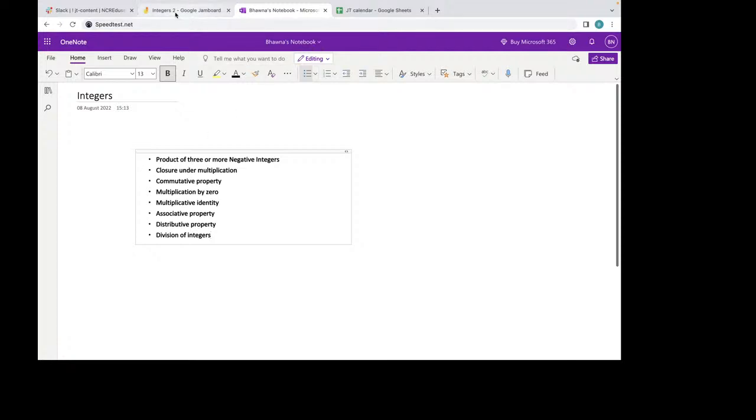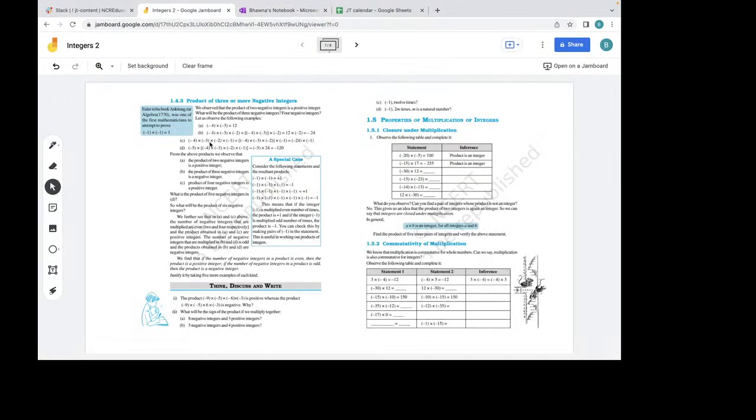So after this, we saw that if we multiply two negative integers we get a positive integer, and if we multiply two different kinds of integers, positive and negative, we get a negative integer.